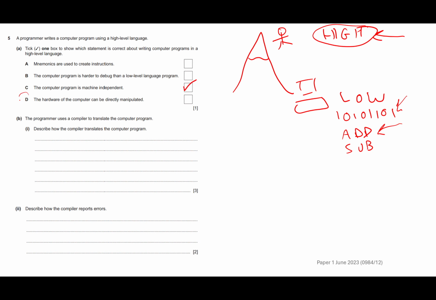And let's just rule out D as well. The hardware of the computer can be directly manipulated. You can't directly manipulate the hardware with a high-level language. You would need to write in machine code to directly manipulate, for example, the registers of the CPU. So that's that one done.